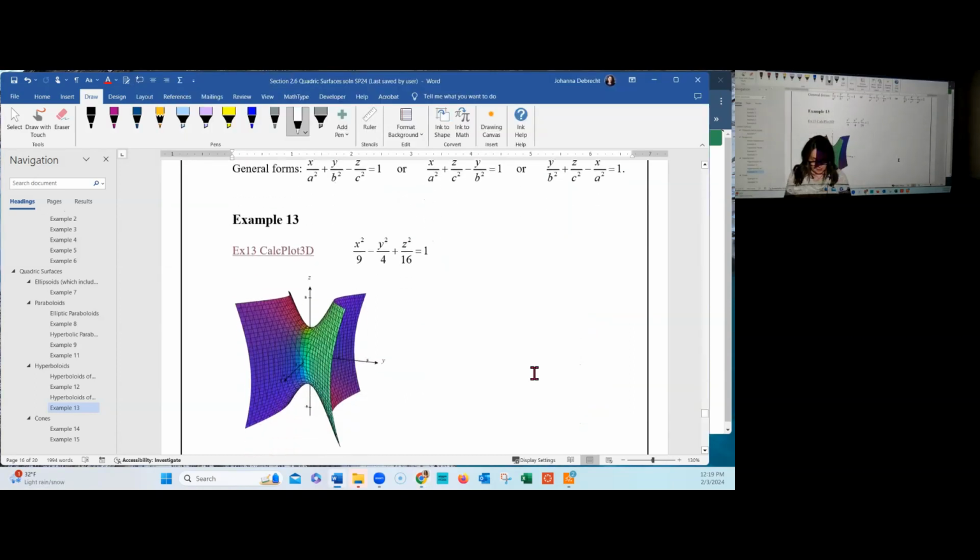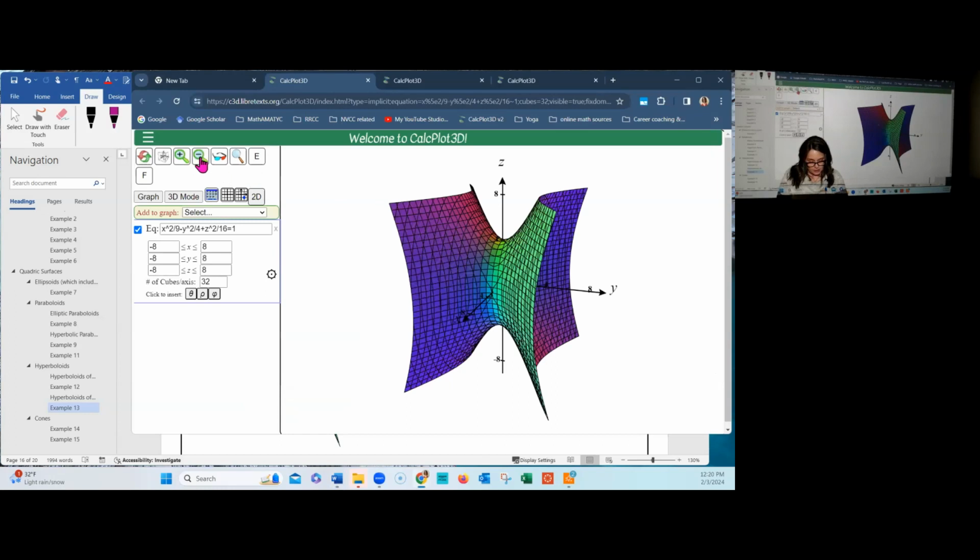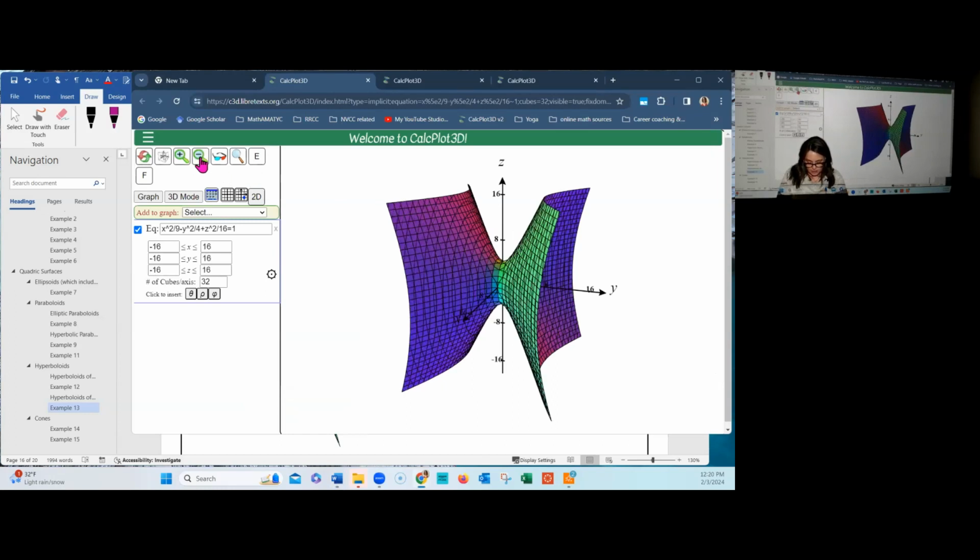So this is example 13. This is a hyperboloid of one sheet. It is connected. How do I know that? X squared and z squared are both positive. Y squared is negative. It's equal to 1. All right. So I know it's a hyperboloid of one sheet. Now it looks a little bit different because I'm not zoomed out far enough for it to have a better shape. I'm not seeing all of it. So if I were here and I wanted to zoom out a little bit more, it would get more of that typical shape that you see.